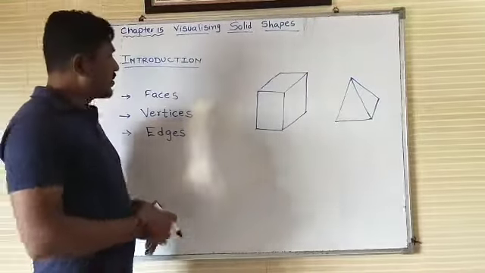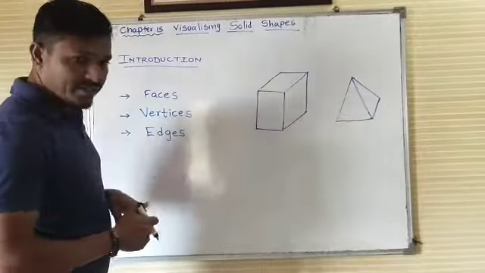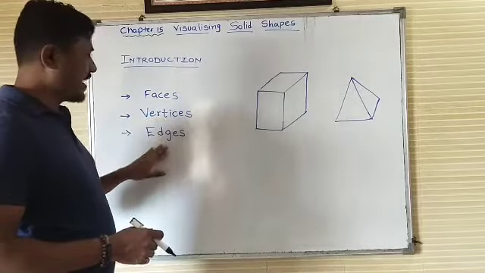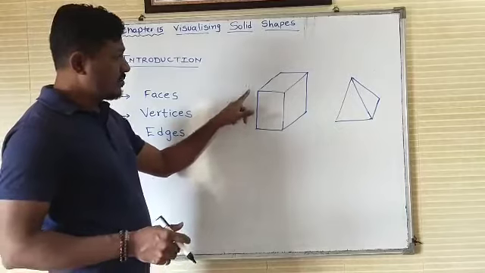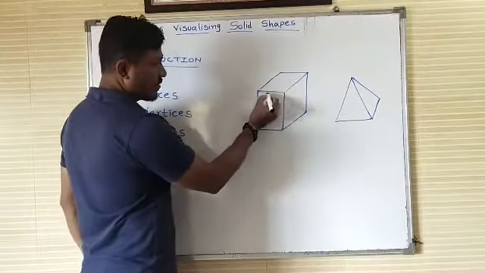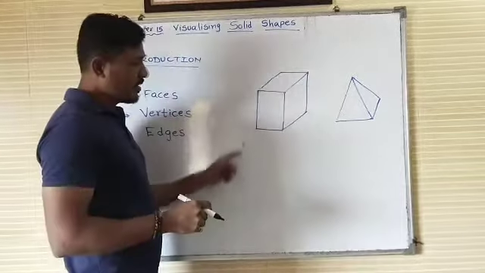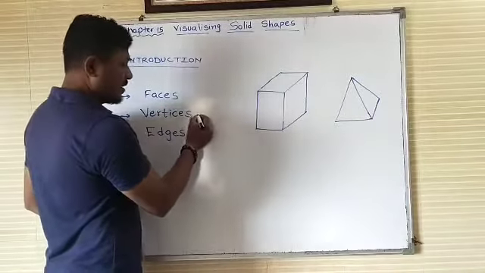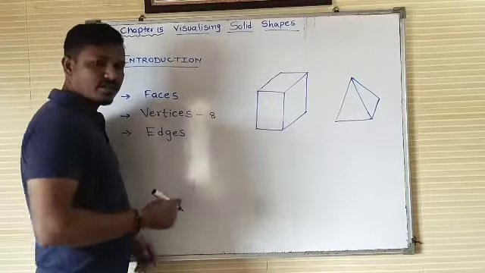Let's move further. These are examples of solid shapes. Now, we will study what are its faces, vertices and edges. All the corners of these solid shapes are known as vertices. See here, this corner 1, 2, 3, 4. 4 corners at the top and 4 corners at the bottom. So, these are known as the vertices. This cuboid has 8 such vertices.